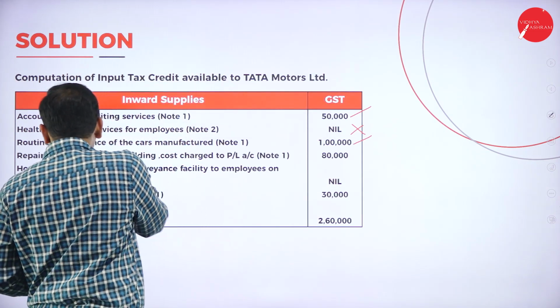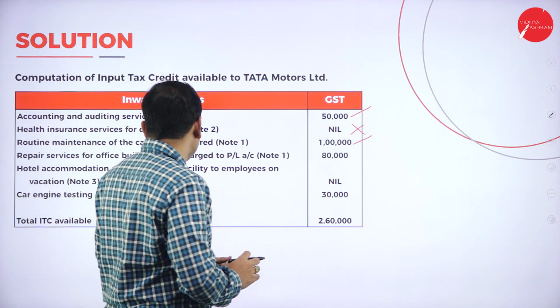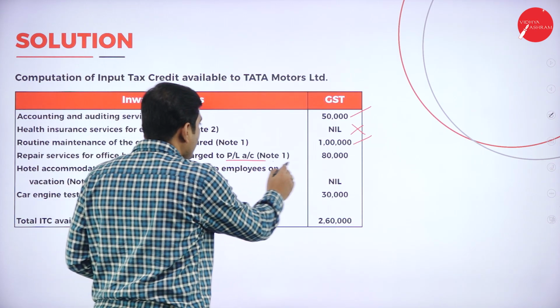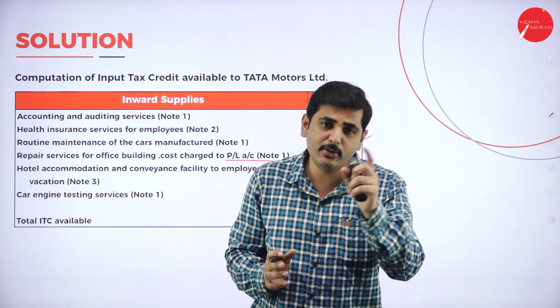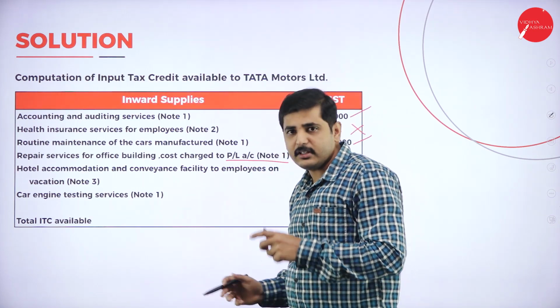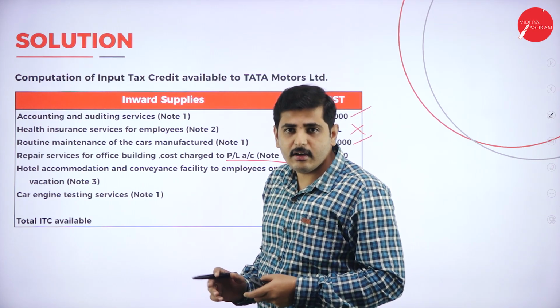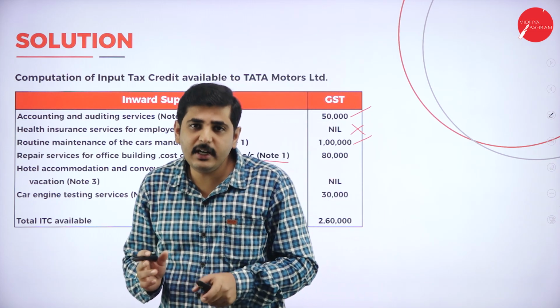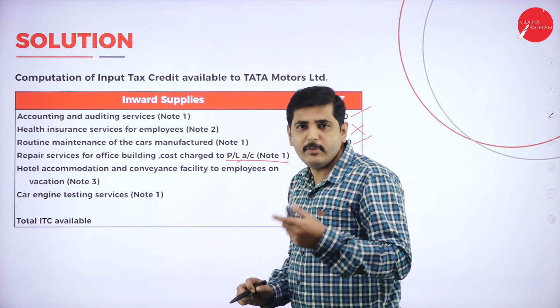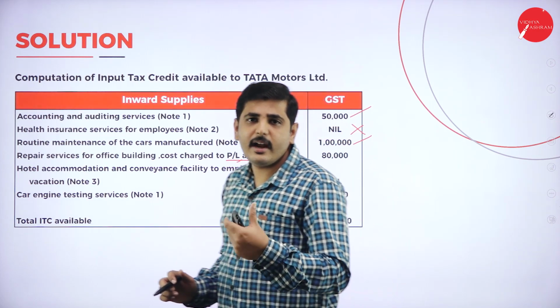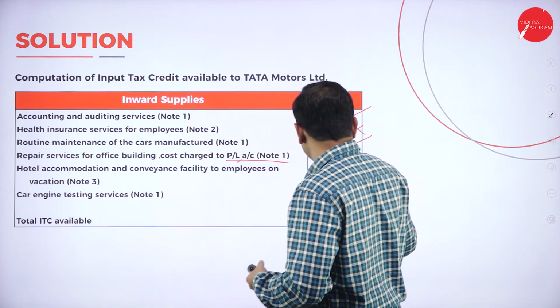Next point, repair service for the office building. So cost charged on profit and loss account. Any repair is a revenue expense, not a capital expense. If you use the goods for the construction of office building or the furtherance of office building, then ITC is not available. But for repair charges, it will be considered as a revenue expense and the ITC is available. For this, ITC is available.